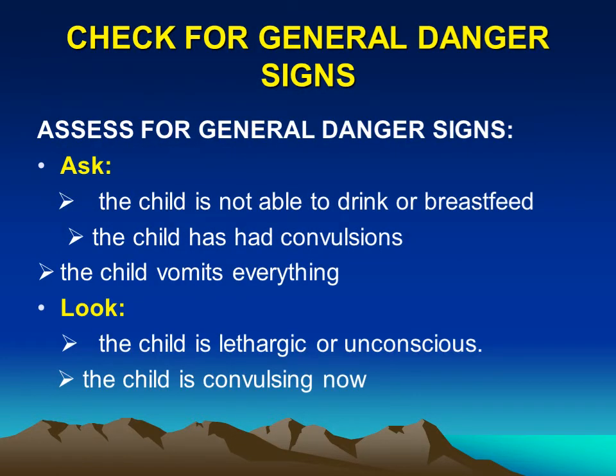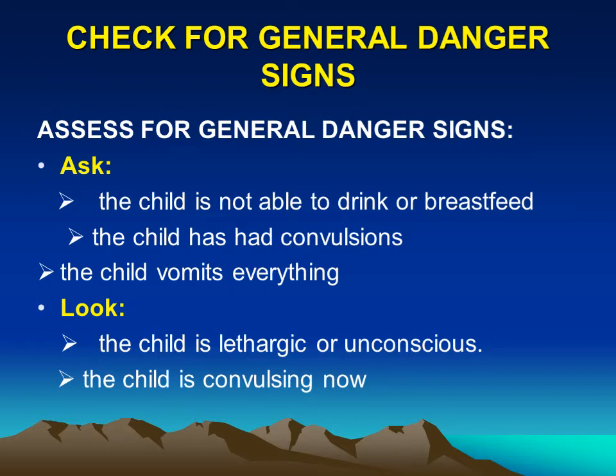For any patient who comes to you in the primary health center, we should check for what are called general danger signs. Ask whether the child is not able to drink or breastfeed, whether the child has had convulsions, and whether the child is vomiting everything, not once or twice. And you should look for whether the child is lethargic or unconscious, or convulsing now. Any of these signs is considered a danger sign.